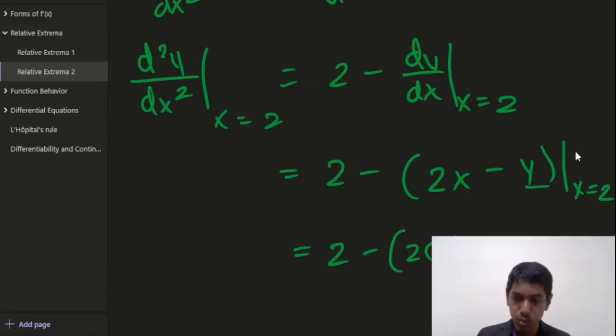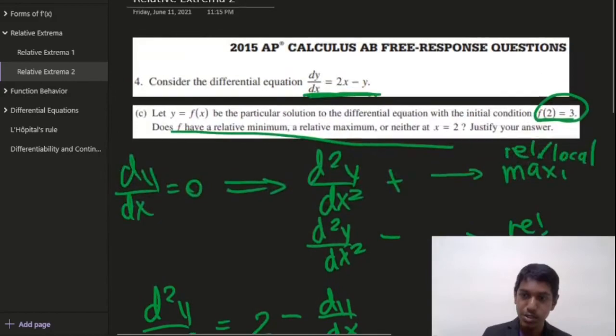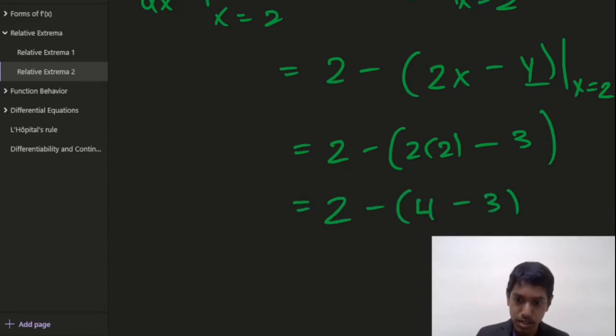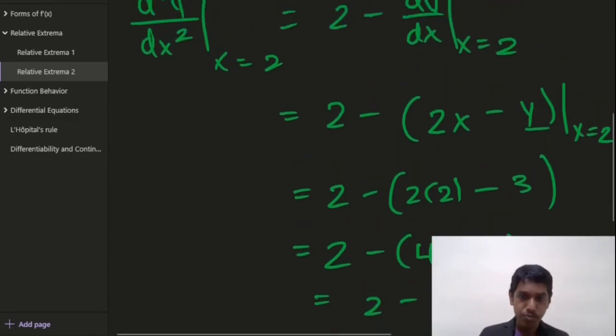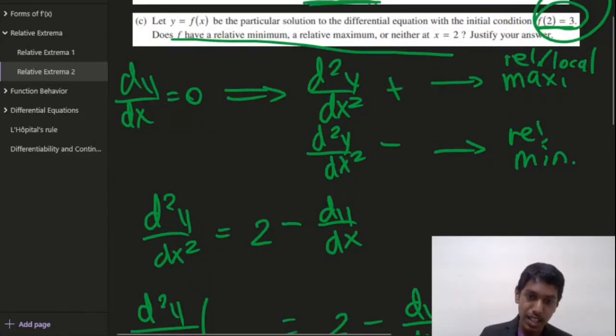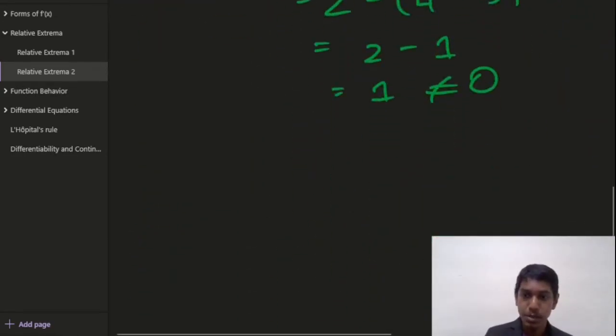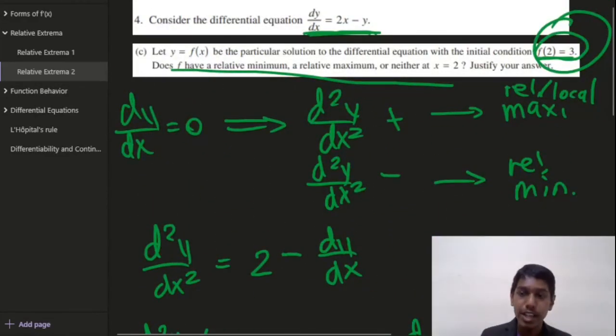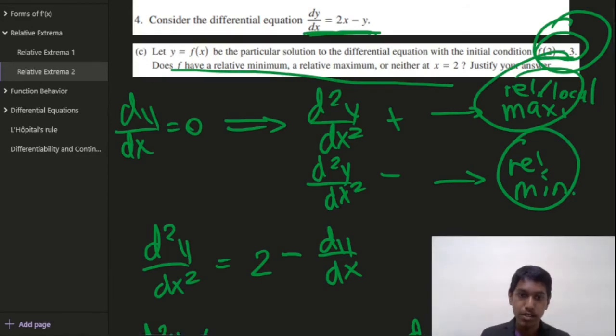So that's a 2, and what's y? Oh no, do we have a y value? Yes, we do, right? We have this initial condition right there, minus 3. Okay, so that's going to be 4 minus 3. 2 minus 1 is 1, which is not 0. So, since dy dx is not 0, we cannot use the second derivative test to determine whether it's a maximum or minimum, but the important thing is that we know that it's not a relative minimum or relative maximum, right?